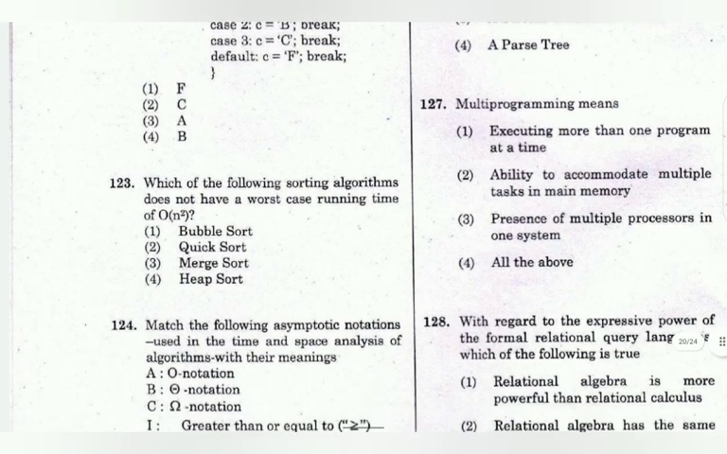Multiprogramming means it is a method where multiple programs reside in main memory and execute concurrently. It enables executing more than one program at a time.